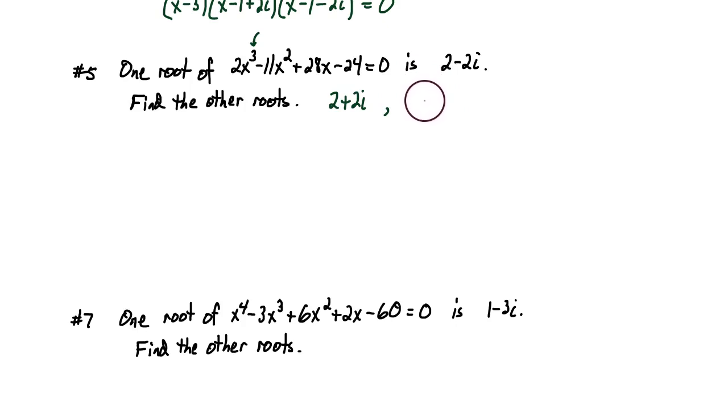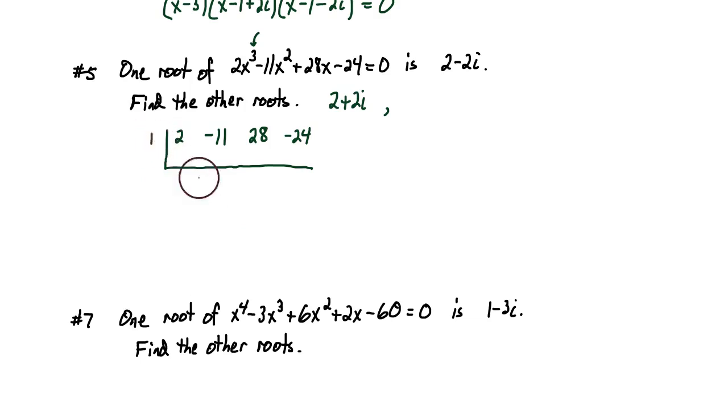There are different ways to discover that real root. One of them is to use synthetic substitution to try to divide in some real numbers to see which one works. That's the technique that I'm going to use. 2, -11, 28, and -24. Now I'm going to try real numbers until I get a remainder of 0.